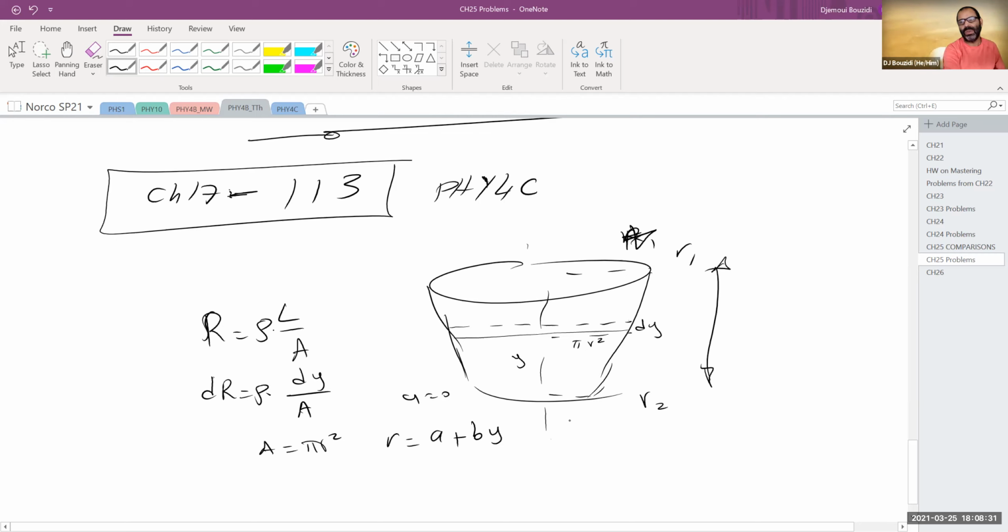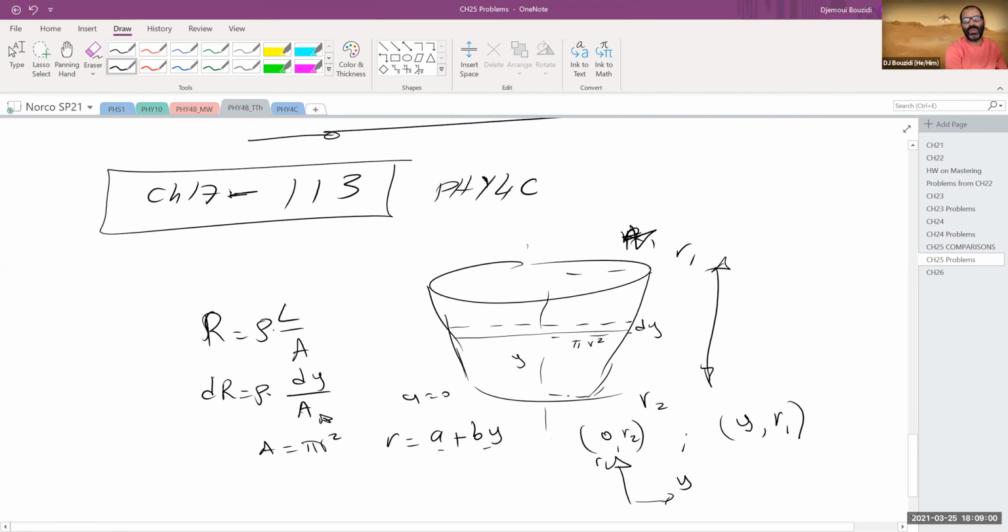For y equal to 0, the radius is r2, so the point is (0, r2). That's one point. The other point is when the height is y, the radius is r1. So now you have 2 points on a coordinate system. You can find how r depends on y. You can use that to find the slope, and you can find the y-intercept.